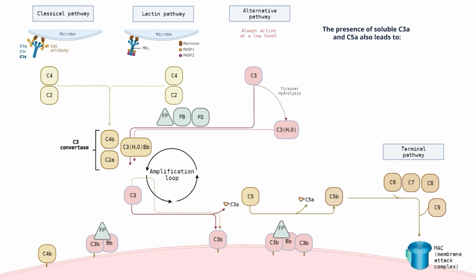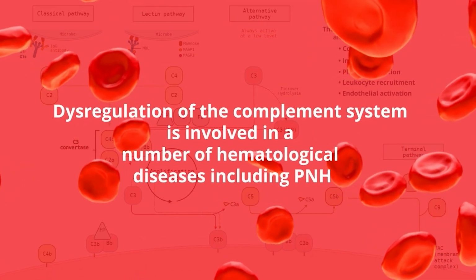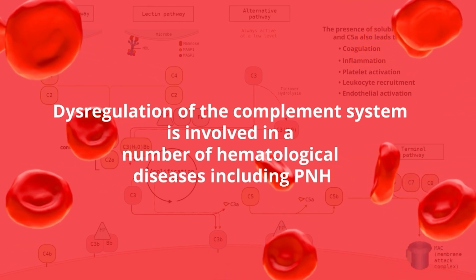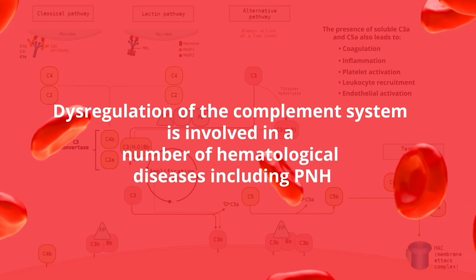The presence of soluble C3a and C5a also lead to coagulation, inflammation, platelet activation, leukocyte recruitment, and endothelial activation. To avoid self-amplification and self-damage, the complement pathway is tightly regulated. Dysregulation of the complement system is involved in a number of hematologic diseases, including paroxysmal nocturnal hemoglobinuria, or PNH.